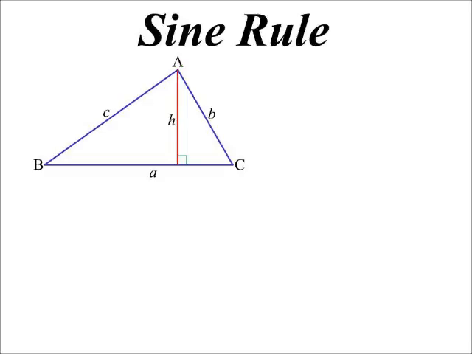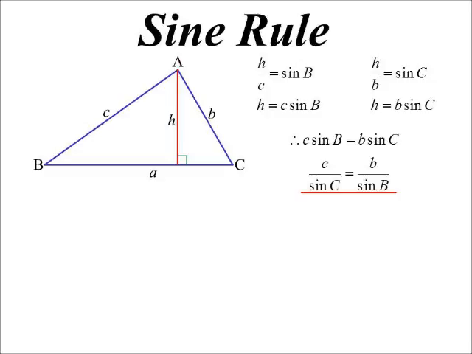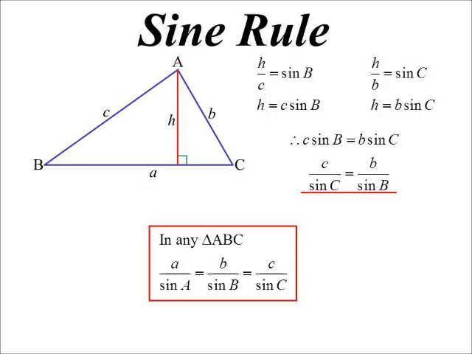Drop in the perpendicular height. Then using a right angle triangle, we can say H is C sine B, but we can also say it's B sine C. Therefore, they must equal each other, and we get C on sine C is B on sine B. But of course, we could have picked any letter. So to complete it, we say, oh, well, A on sine A.